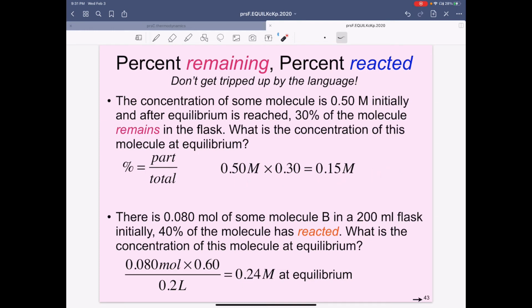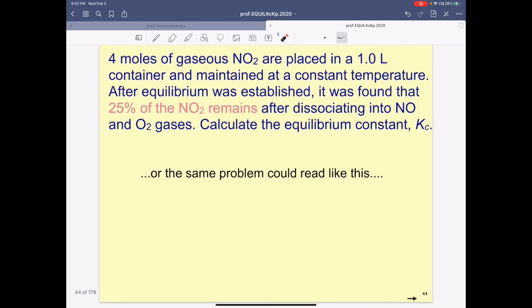But other times they may say, okay, we start with 0.8. This time I gave moles and a volume, which we can calculate a molarity from. And you're told 40% of the molecule has reacted. That's distinctly different from what remains as opposed to what has reacted. So we can take this 40%, change it to 60%, which is what would remain if 40% reacts. Do that calculation, divide by the volume, and end up with a molarity that we get at equilibrium. Then we might get a problem like this.